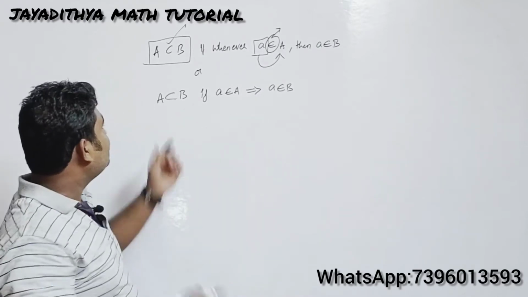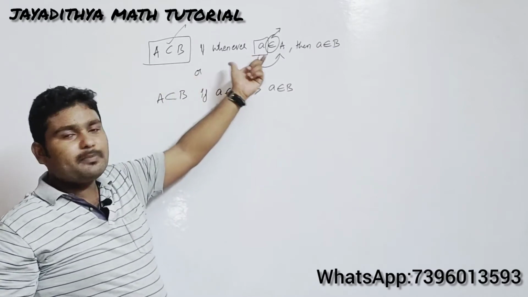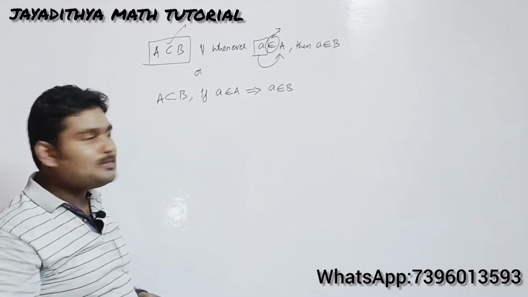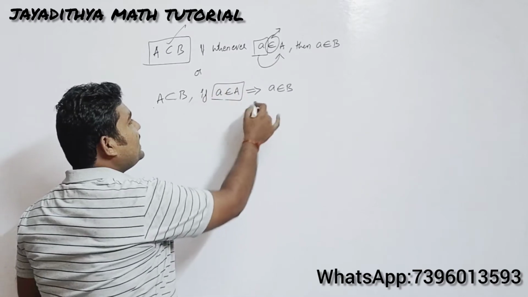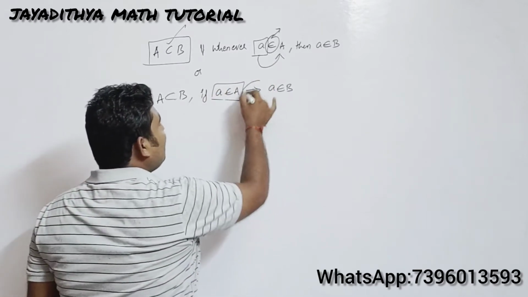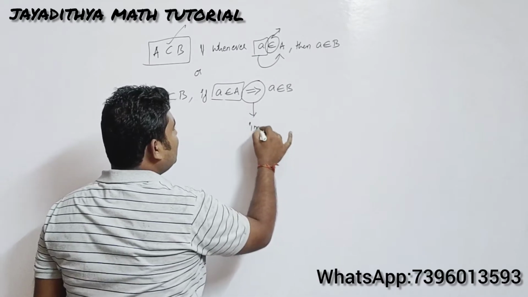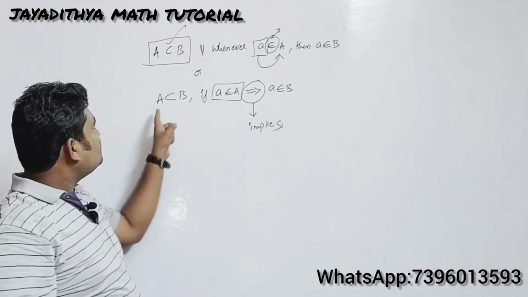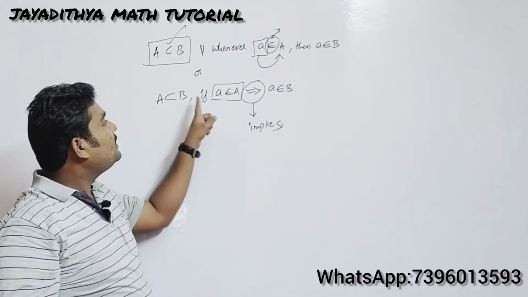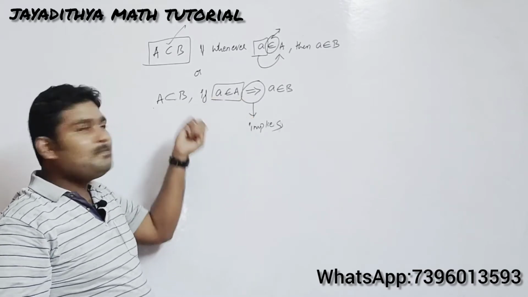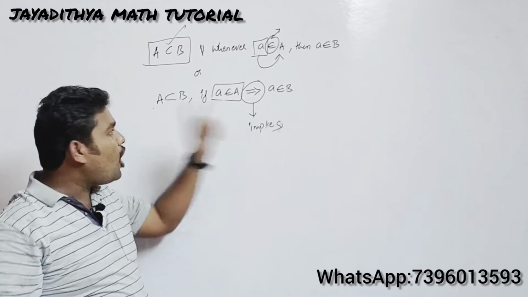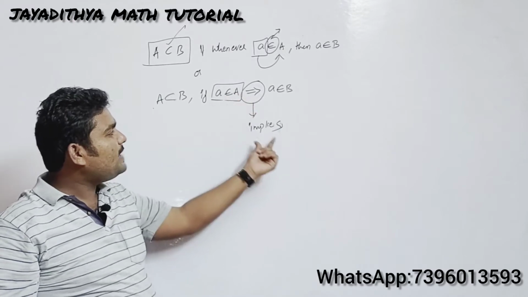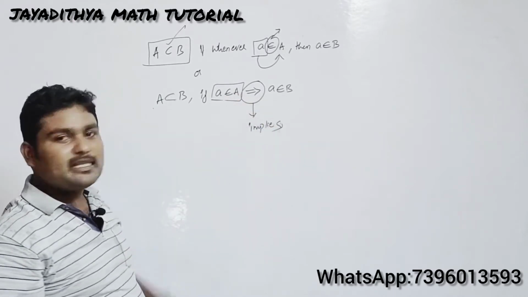So do watch completely. Next, we can also represent the above statement by using a symbol. See here, A subset B. When will A be a subset of B? If a belongs to A implies a belongs to B. Here I have used one symbol, which we call implies. A will be a subset of B if a belongs to A. That means there is an element belonging to A and it should also belong to B. So that is implies. If a belongs to A implies a belongs to B, then that is nothing but A subset B.